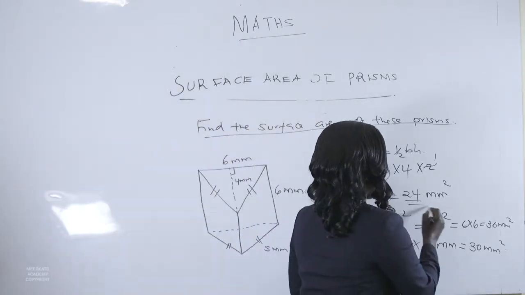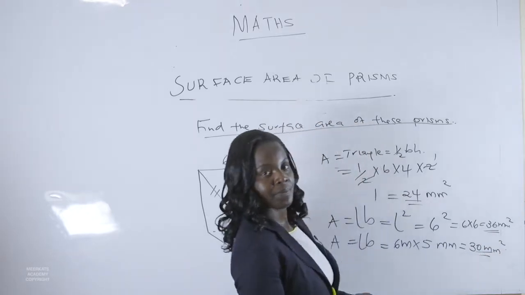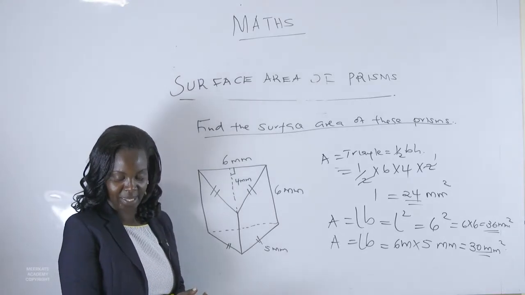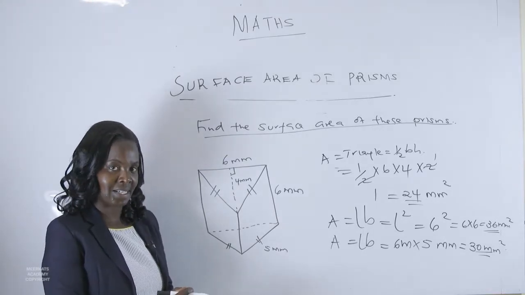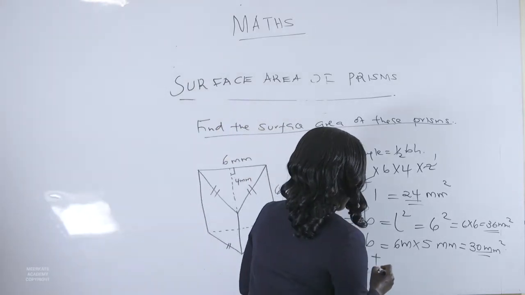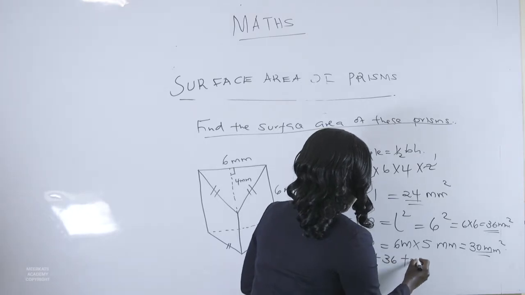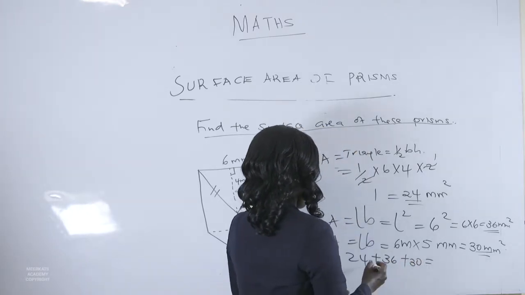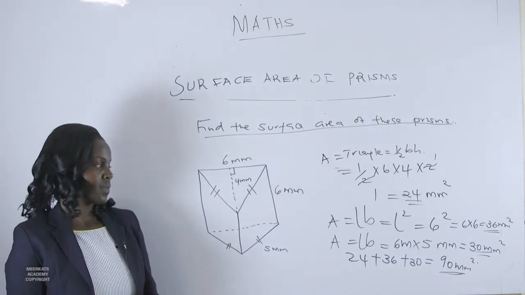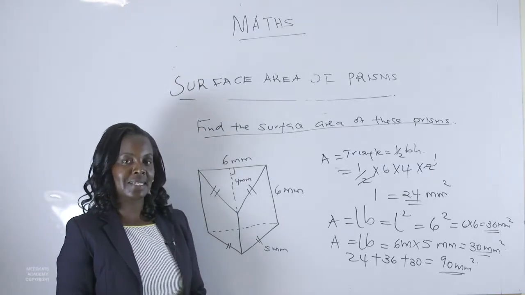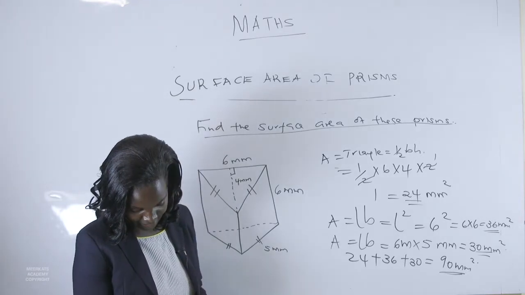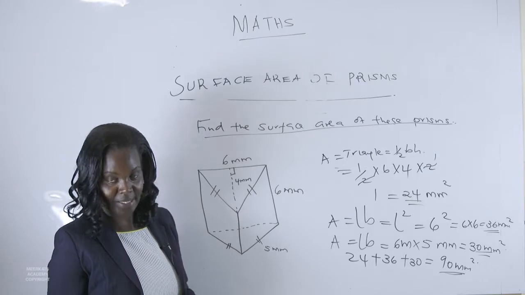So then we can now add the areas of the different faces together, and that will give us the surface area of this prism. And that is 24 plus 36 plus 30. That will give us 90 square millimeters.